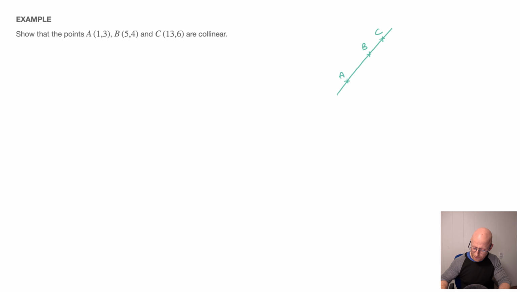Now hopefully it's clear that these 3 points A, B, and C all lie on this line, and so we can say that the points A, B, and C are collinear. Okay, now as I said a minute ago, we're going to be using vectors to show that 3 points are collinear. So let me point out some important facts here.